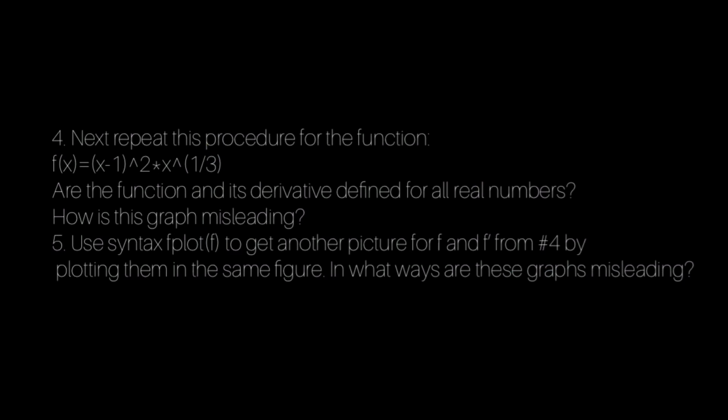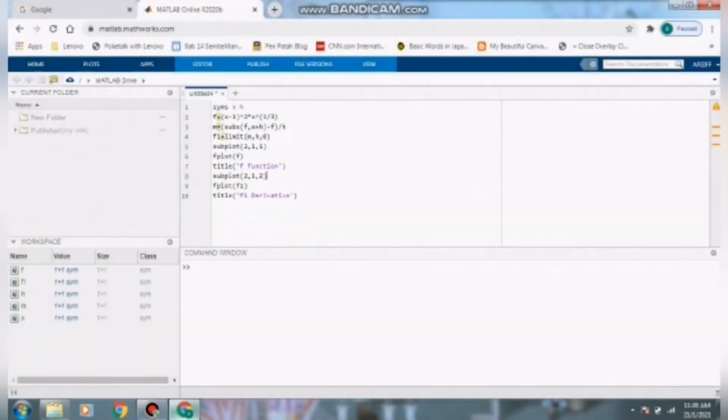For questions 4 and 5, we can do it together in one program because the questions are related. First, we enter syms x h. After that, we enter the function that is given. After that, we enter m. We substitute the first principle of derivative formula. After that, we enter f1 that represents the limit. After that, we enter a program for the graph to find the y-axis and x-axis.